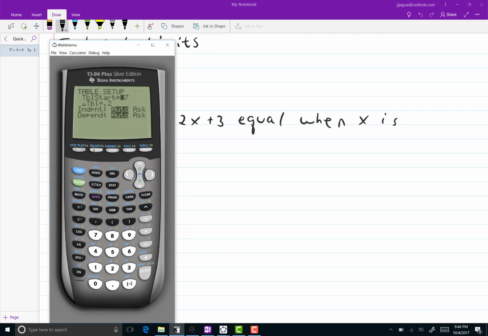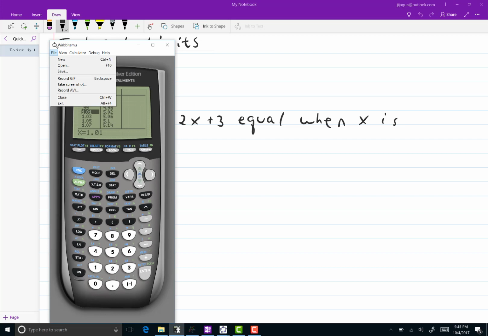So this time, let's change the table start to 0.99. There we go, 0.02. Come on, one more 9. There you go. And let's go second table and look at my values now. When x is 0.99, the y comes out to be 4.98. When x is 1.01, the y value comes out to be 5.02. So the point here is that my limit is between 4.98 and 5.02.